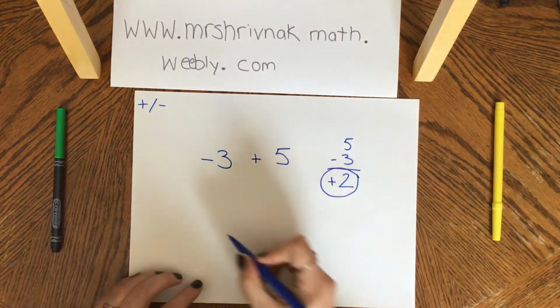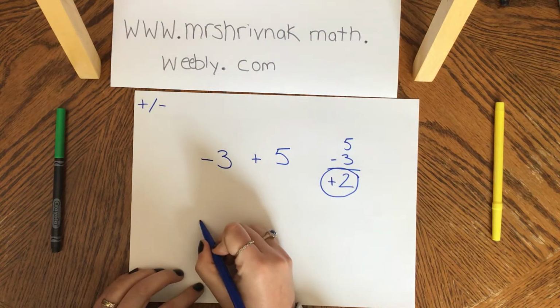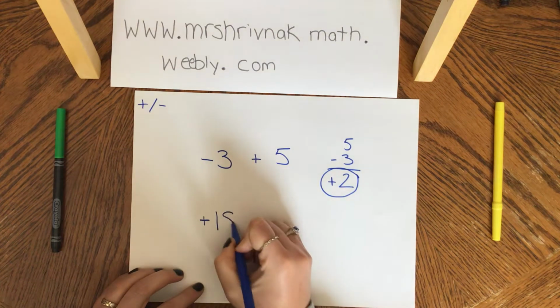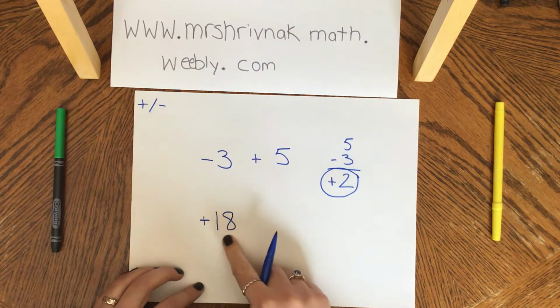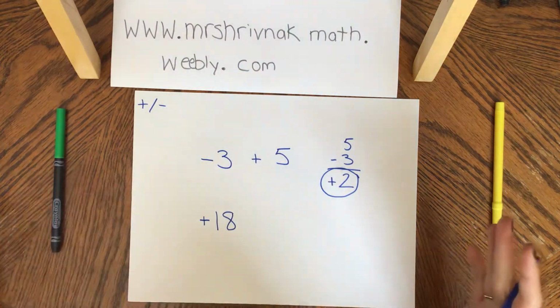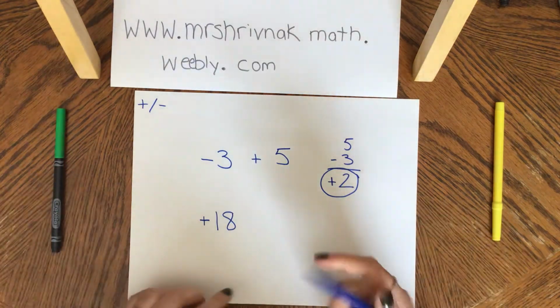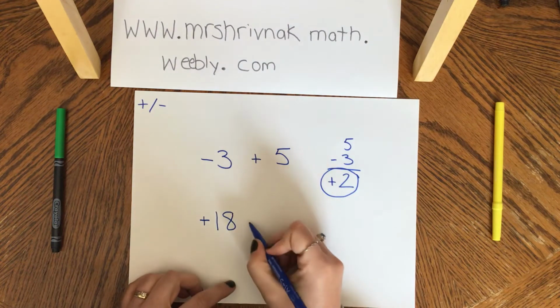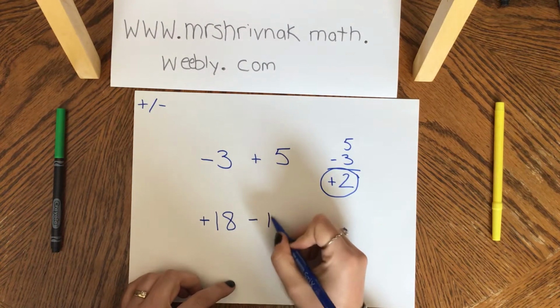Let's try that again. Larger numbers this time. For the sake of this video, I'm going to put a positive sign in front of this number. There won't always be one there. If there is no sign there, then you assume that it's a positive. So I'm going to say +18 minus 12.